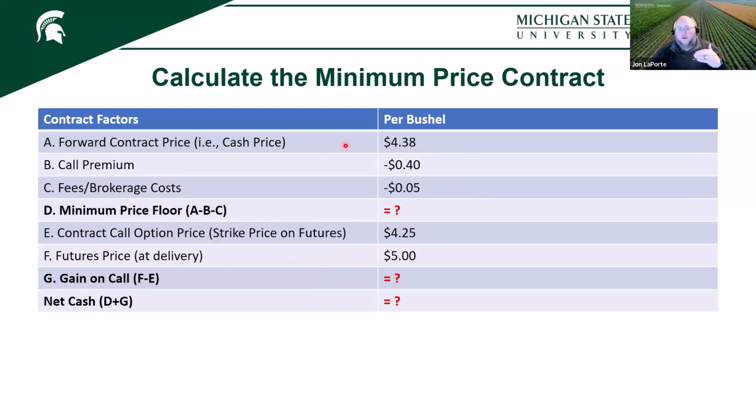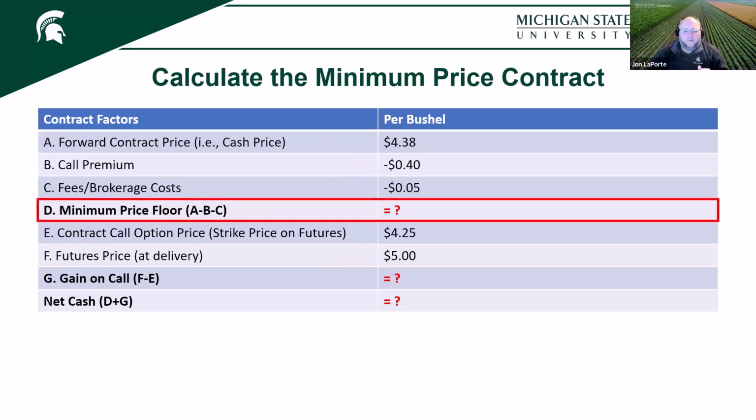Okay. So we have a current cash price of 438. Got some fees we're going to have to take out of that to get to a minimum price. We're going to calculate that one first. But then we also have to think about our strike price and also the futures price we think it's going to be. So we're trying to figure out, are we going to be in the money? This is our target for being in the money in terms of where that call option is going to give us compared to futures.